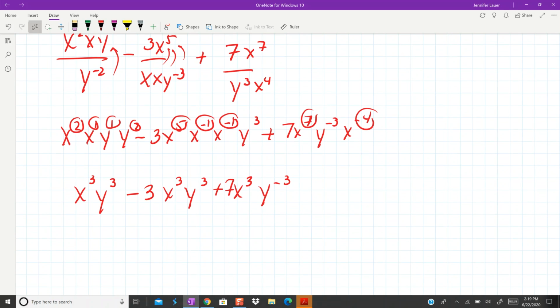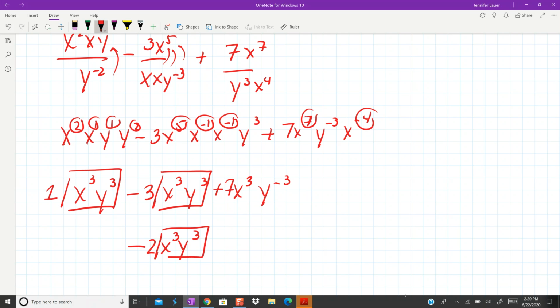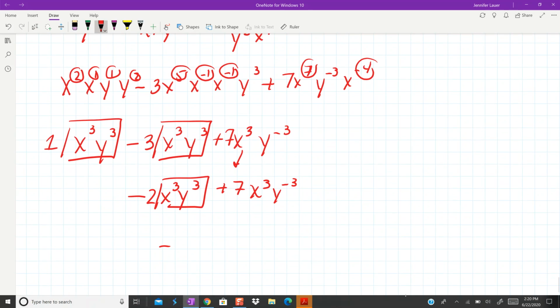So now everything's in alphabetical order, so that worked out. Everything's combined. We can see what is alike. This is exactly like this. So think of this as 1 of this group minus 3 of the same group gives me negative 2 of that same group. And then I'm just going to bring this down. And of course, these you cannot combine at all because they are different. So your answer looks like this.